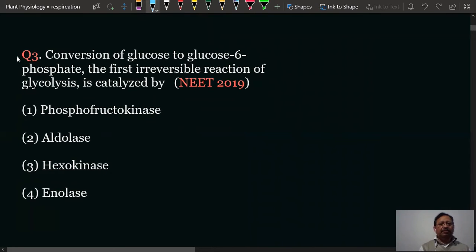Question number 3. Conversion of glucose to glucose 6-phosphate, the first irreversible reaction of glycolysis, is catalyzed by this enzyme. The first phosphorylation is catalyzed by the enzyme hexokinase. So this is the answer. Phosphofructokinase carries out the second phosphorylation, in which fructose 6-phosphate is phosphorylated to fructose bisphosphate.